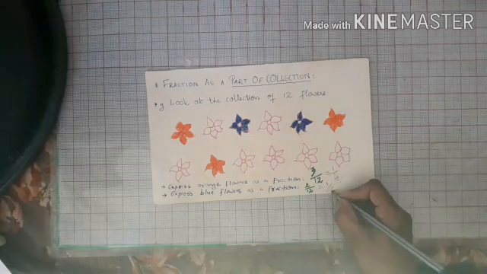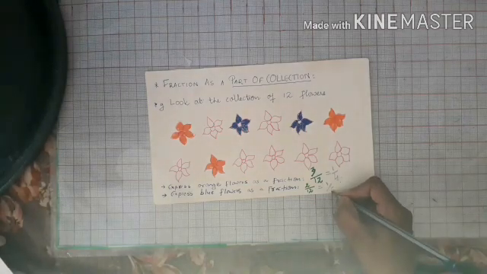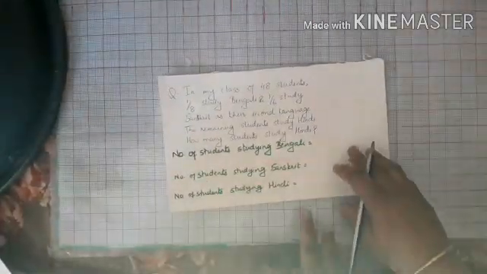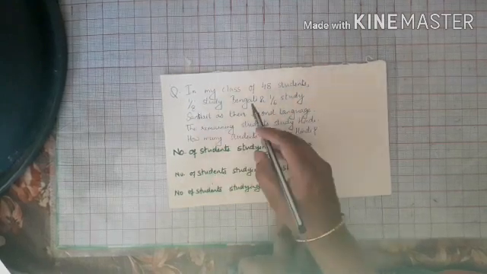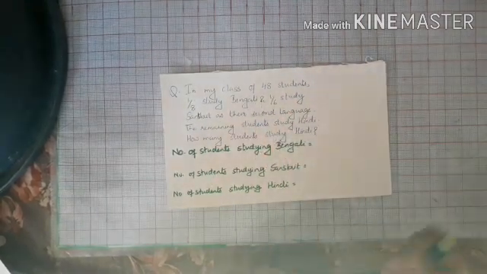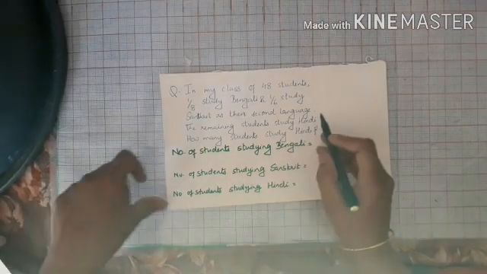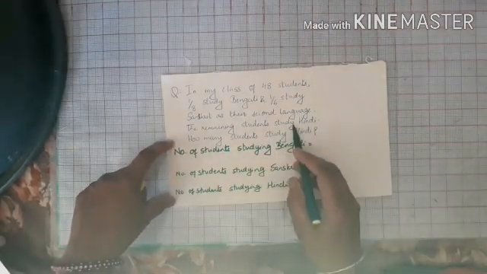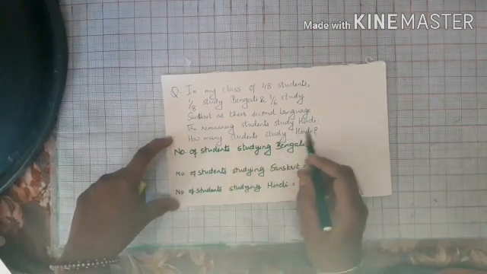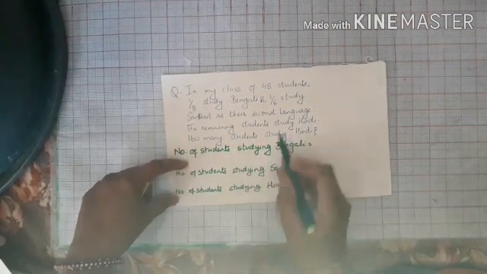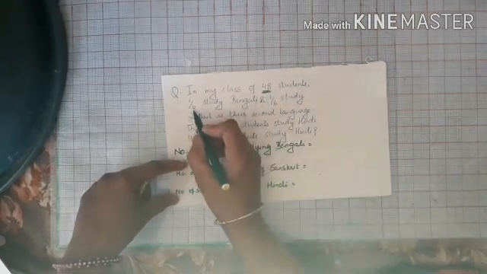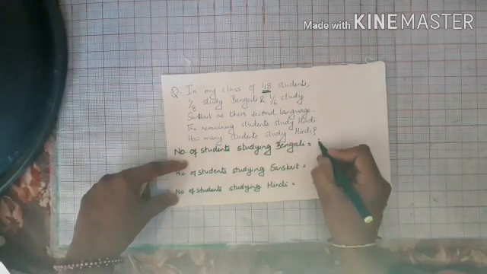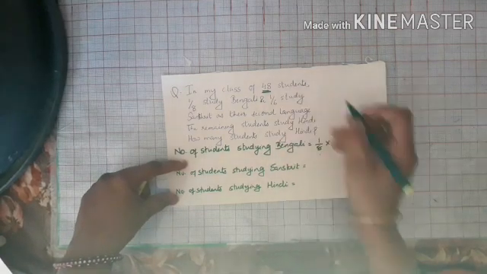Now we will take a little higher order question. See here, the question says, in my class of 48 students, 1 by 8 study Bengali and 1 by 6 study Sanskrit as their second language. The remaining students study Hindi. How many students study Hindi? So, the total collection is 48 students. Out of 48 students, 1 by 8 study Bengali. So, 1 by 8 of 48.